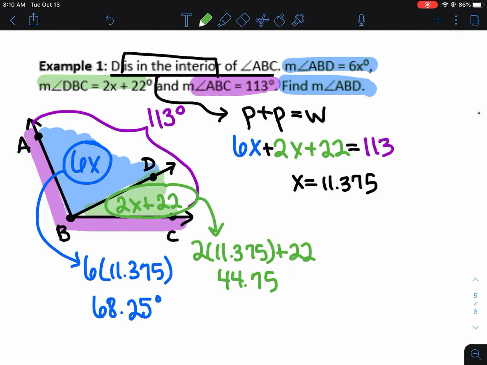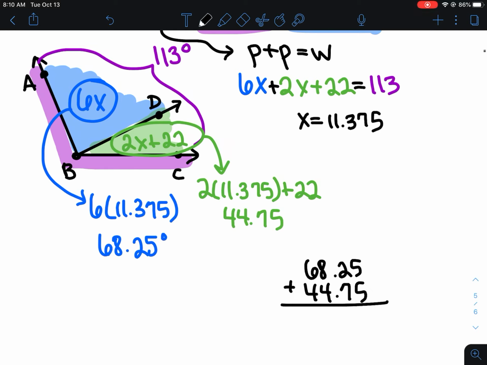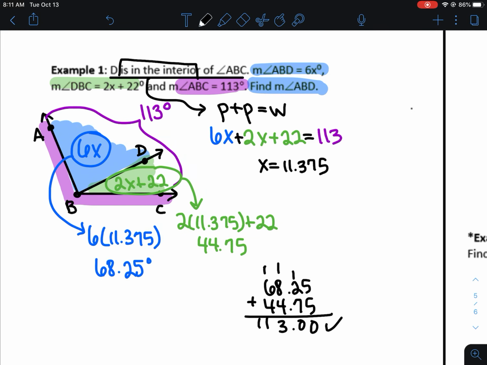And of course, we're just going to add these two to make sure they equal 113. Remember, because the whole thing is 113. So it's going to be 68.25 plus 44.75. And we add those together. Boom, boom, boom. Oops. Yeah, we're good. All right, so let's figure out which answer we need. So it says find ABD. Which one was ABD? That was the one that I did right here, the 6x. So that means this is our answer. This is the measure of angle ABD.